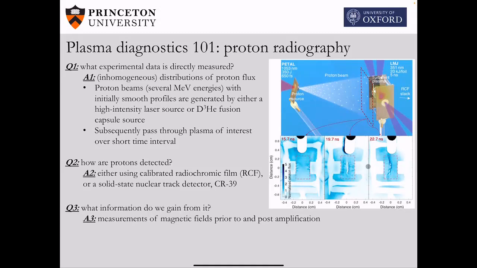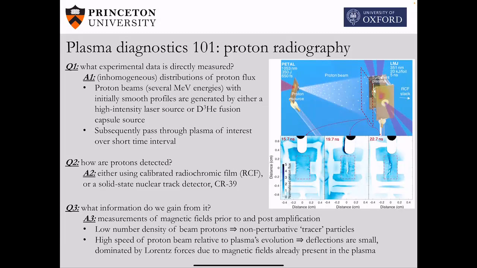The information that we're gaining from this, and I should say why we're doing this in the first place, is effectively to gain measurements of the magnetic fields prior to and post amplification. The low number density of these beam protons compared to the number density of the inherent plasma means that the protons can basically be regarded as non-perturbative tracer particles. In addition, the high speed of the proton beam relative to the plasma's evolution means that the deflections are pretty small and are dominated by Lorentz forces due to the magnetic fields already sitting in the plasma. So if you have inhomogeneous magnetic fields, this causes inhomogeneous deflections, and this shows up as inhomogeneous structure in the image.